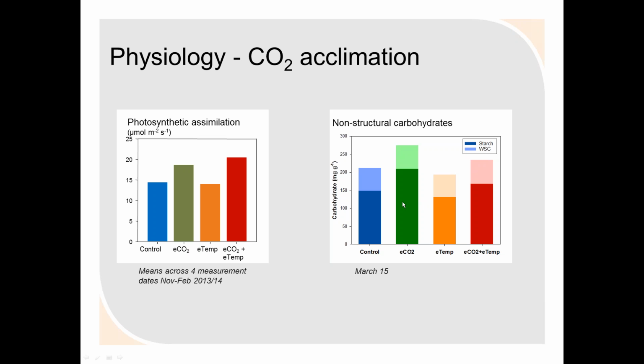So this year we measured the non-structural carbohydrates in our vines, and what we found was that extra carbon dioxide is translating into higher levels of non-structural carbohydrates in our elevated carbon dioxide treatments. So here we have our elevated carbon dioxide treatment on its own and with elevated temperature as well. So there's an interaction there. What we're seeing is despite elevated temperature, we're still seeing elevated carbohydrate levels with both elevated carbon dioxide and elevated temperature.